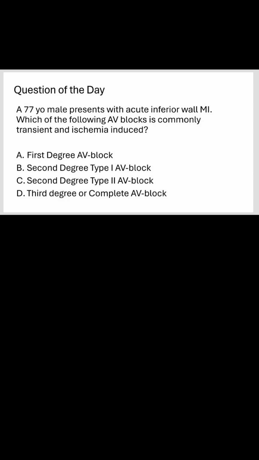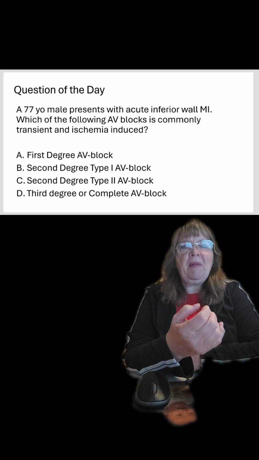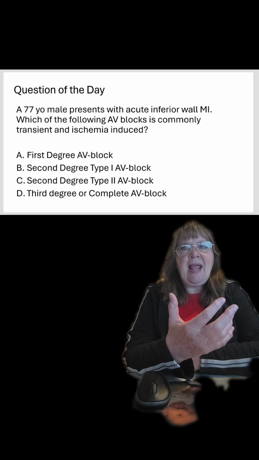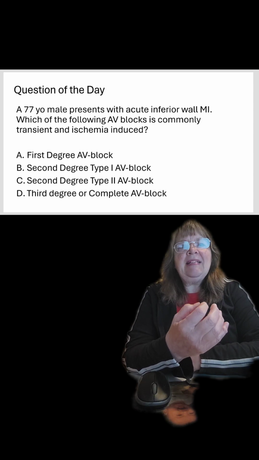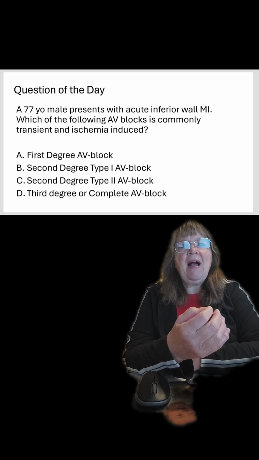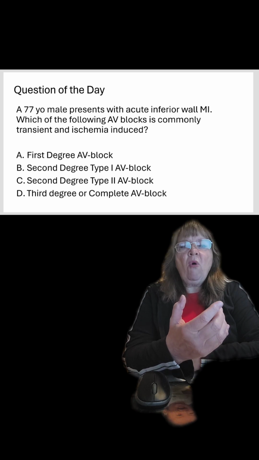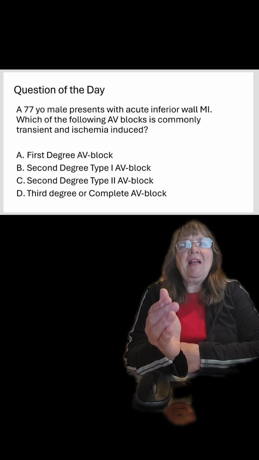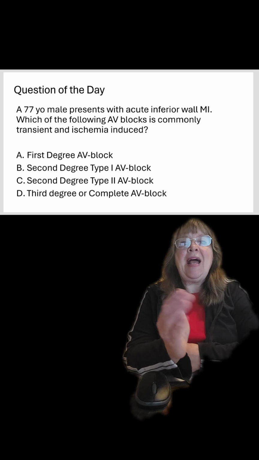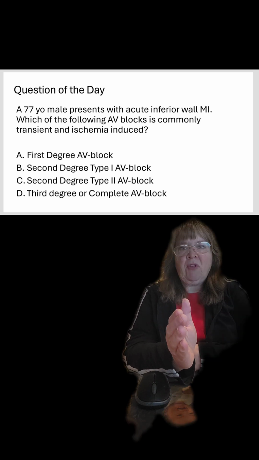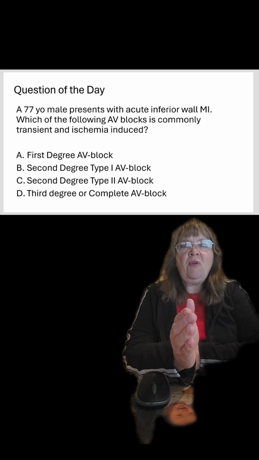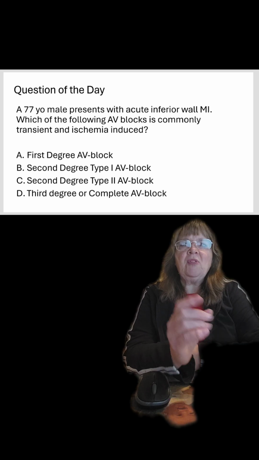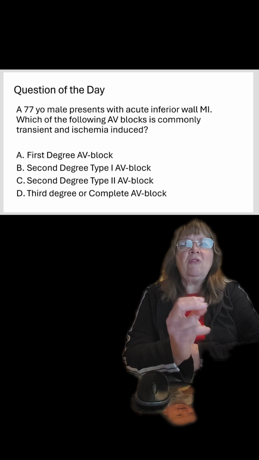The other answers are not correct. I mean, first degree AV block, oh, yes, we could see that. Doesn't necessarily go hand in hand with an inferior wall MI. Second degree type 2 AV block, which is Mobitz 2, or third degree. Now, again, it is a possibility, but those types of AV blocks are not typically transient in the face of an acute MI. So again, looking back at the question and coming up with the key terms, transient and ischemia induced, those are important.